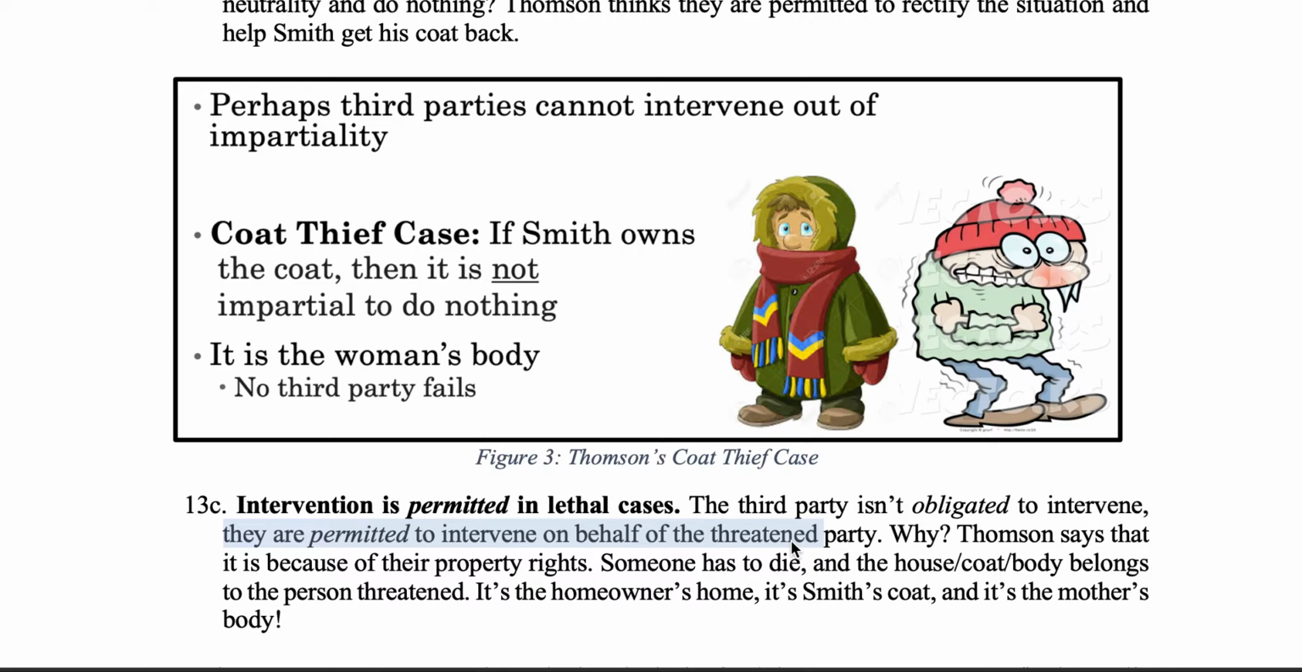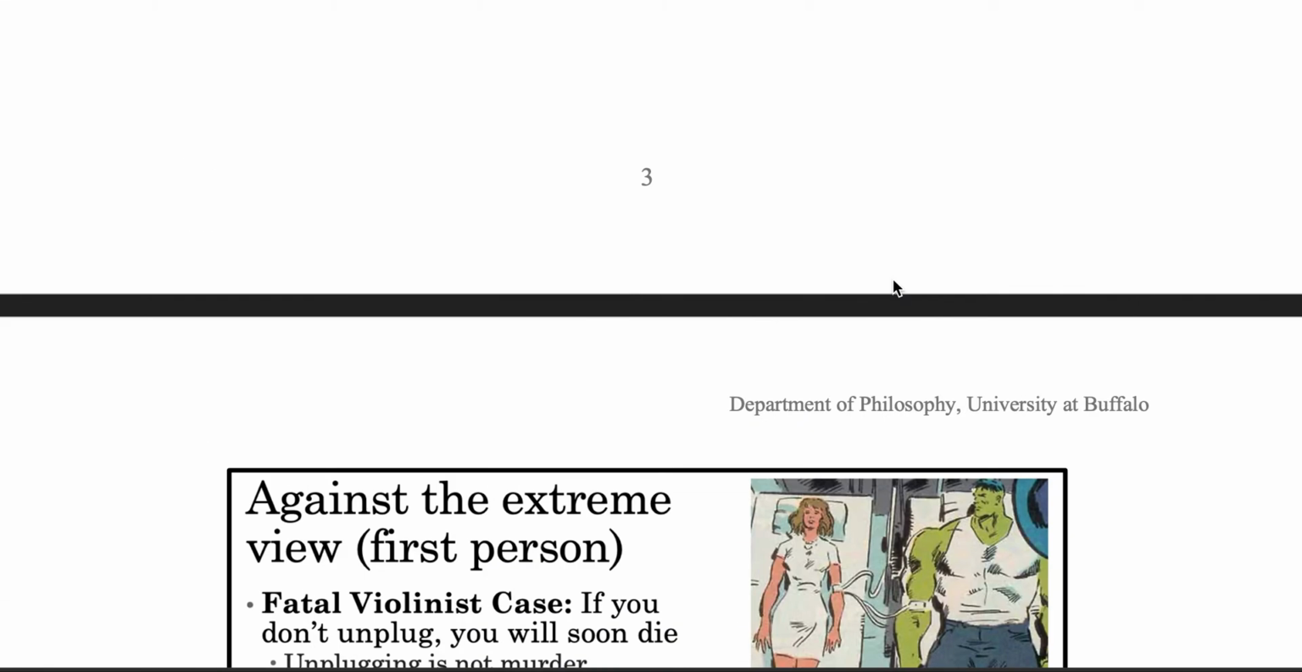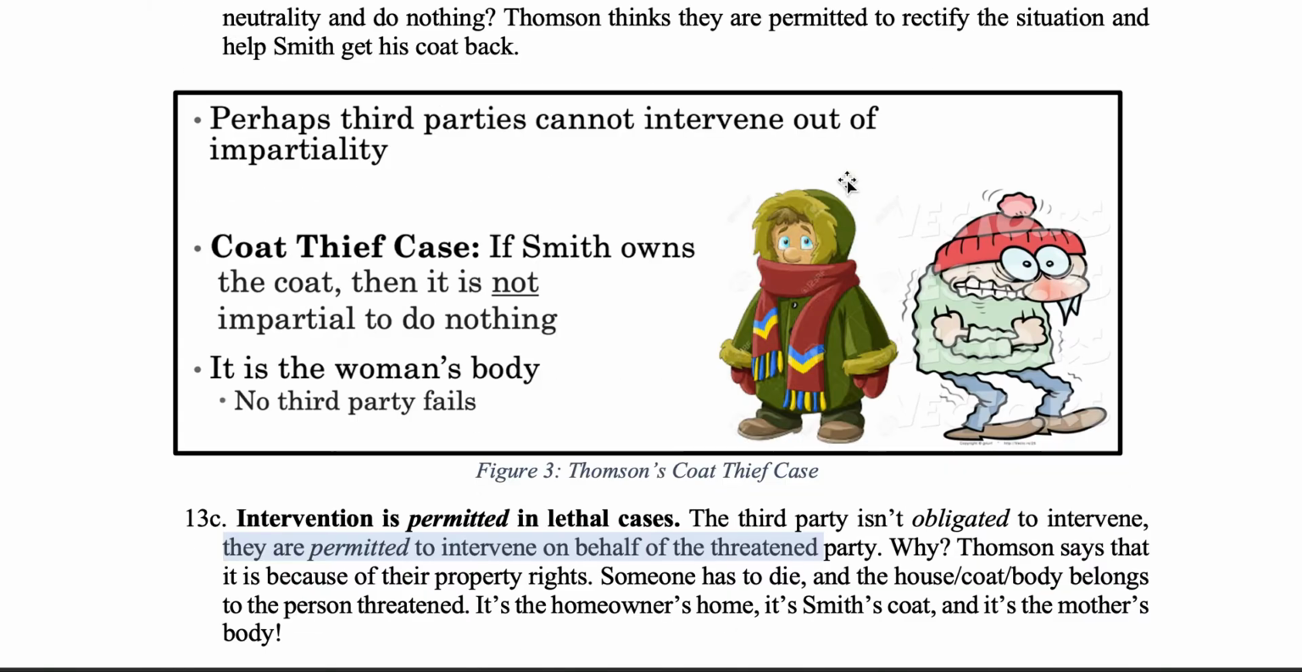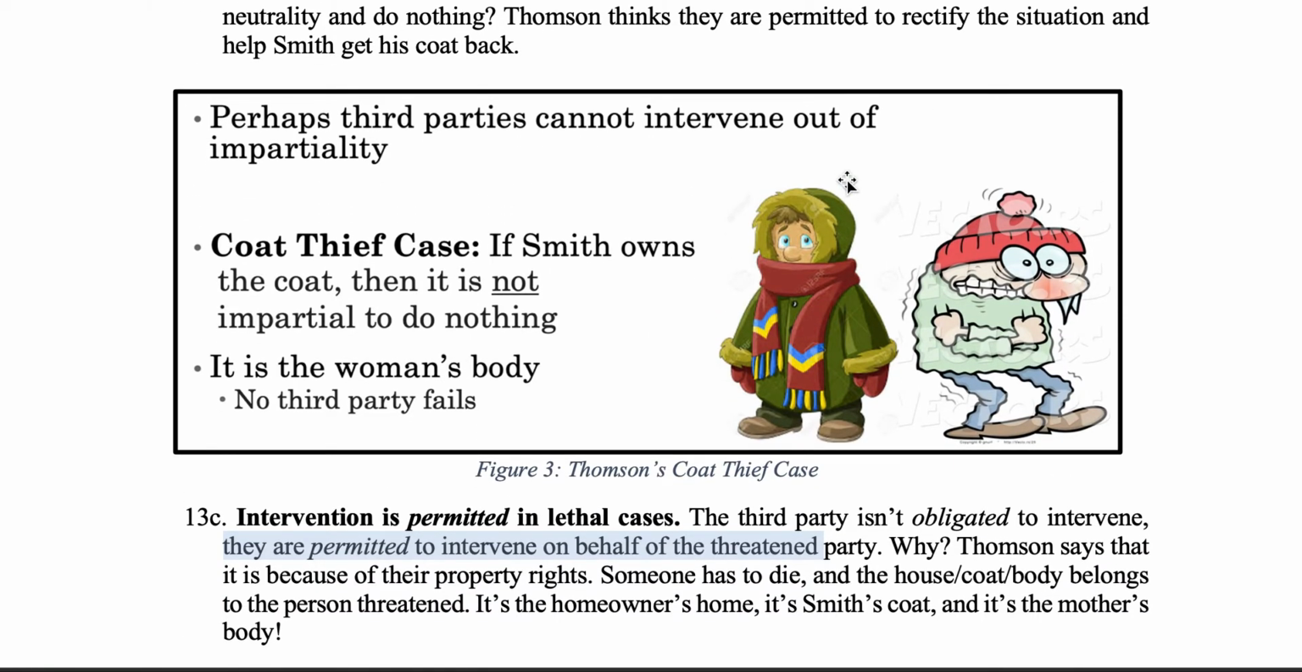Someone has to die here. Smith or Jones is going to die. One of them is going to die. In the lethal pregnancy case, either the mother's going to die or the baby's going to die, possibly both, right? So Thomson says, what else do we do other than look to property rights? Because we have two rights to life here. One of them has got to go. They're in competition. One of them is going to die. Go to property rights.